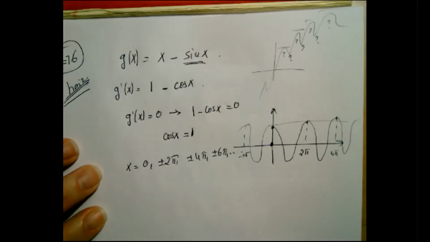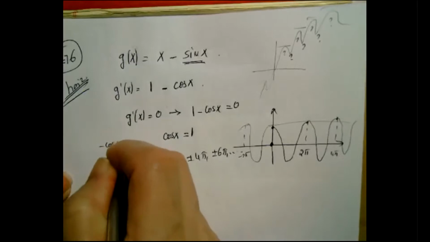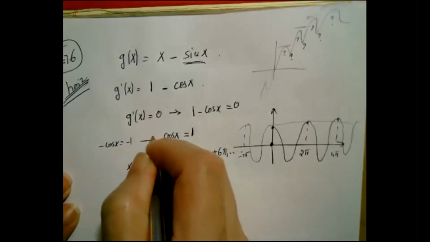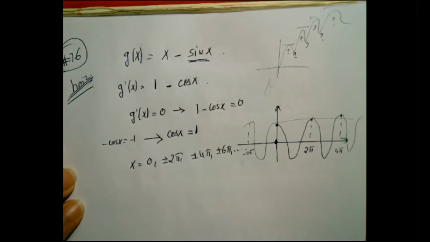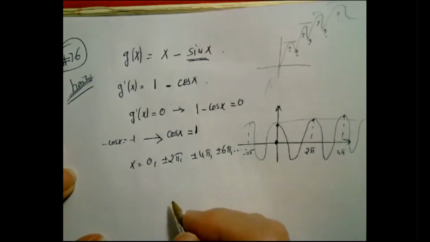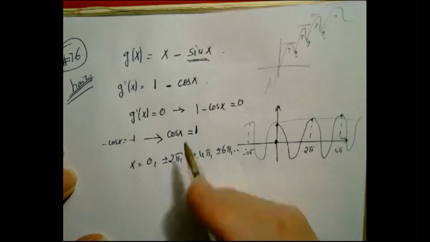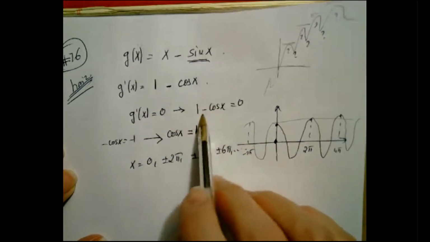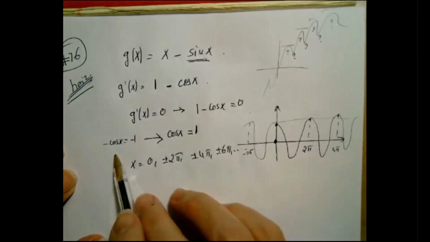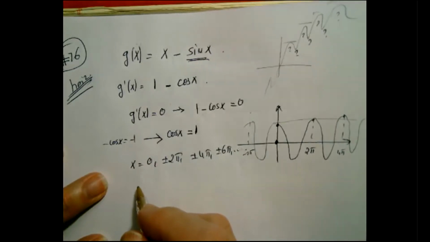Would it be minus cosine? Yeah, minus cosine equals minus 1, which means the cosine equals plus 1. All right? Jess, I don't understand the question. 1 minus cosine x equals 0. Oh no, never mind, you just explained it. That it still equals cosine x equals 1.